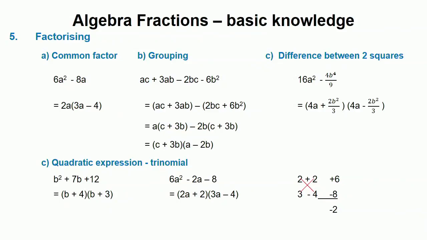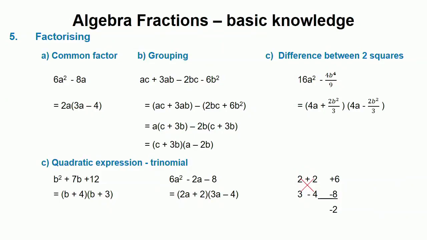The next one is grouping. There we have to make groups because there is no common factor in all 4 of them. There's not an a in all 4 of them. There's not a c in all 4 of them. There's not a b in all 4 of them. So I group the first two terms in one bracket. Then I group the next 2 terms in one bracket.